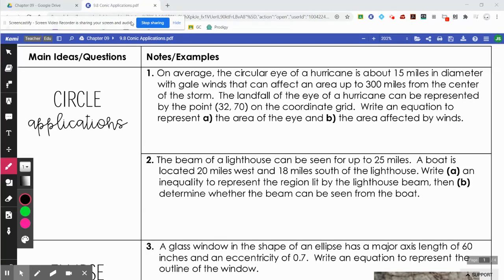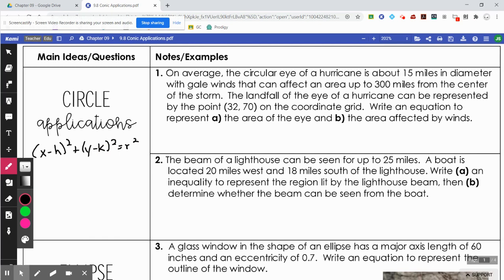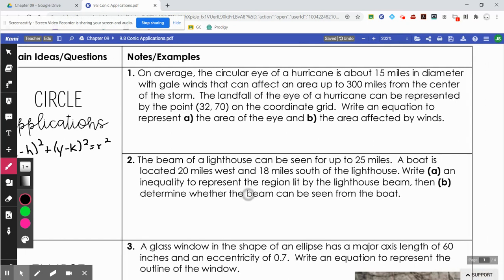In this video, we're going to do some applications of conic sections. We're going to apply what we've learned to some actual real-life problems. First off, let's start with some circle applications. And if you don't remember, the equation of a circle, (x − h)² + (y − k)² = r², where the h and k shift it and the r is the radius.